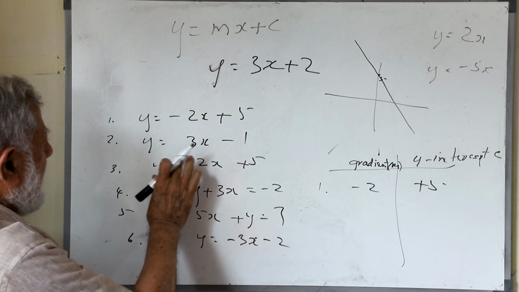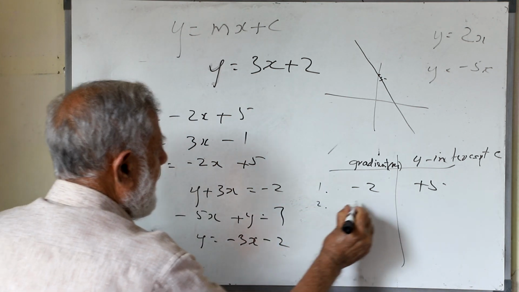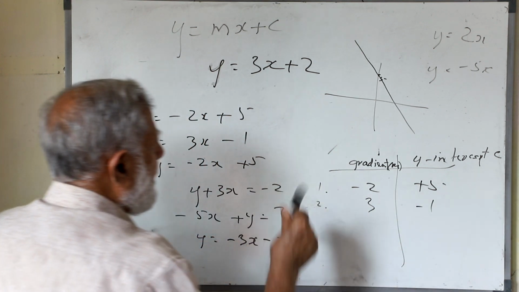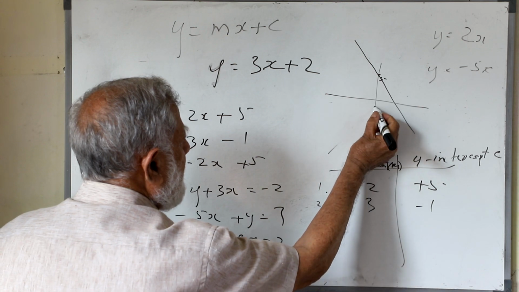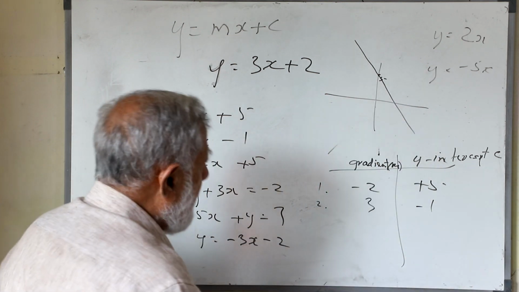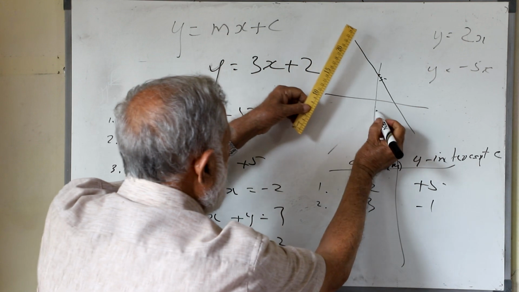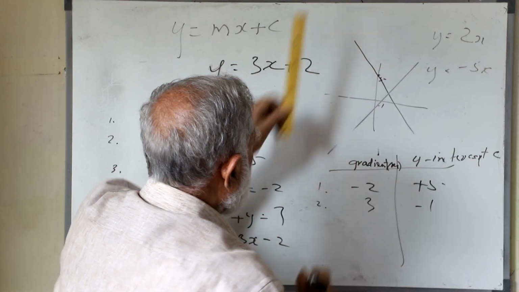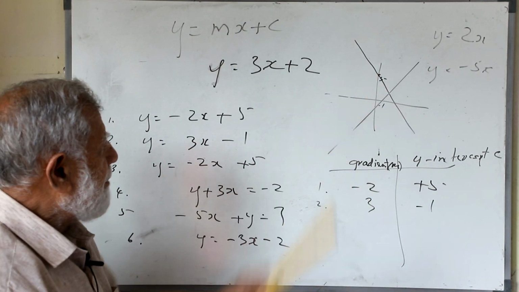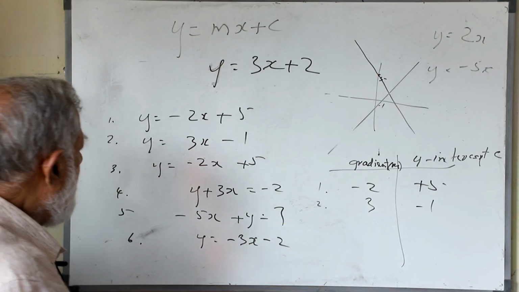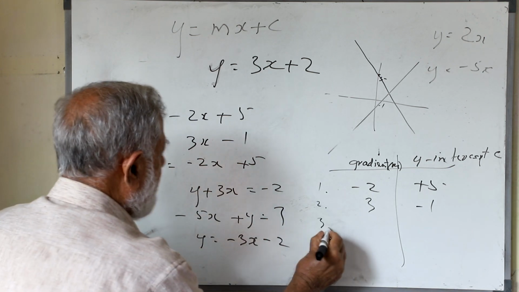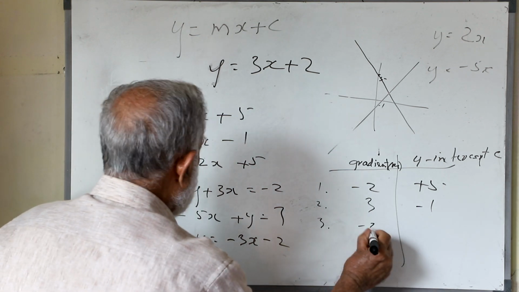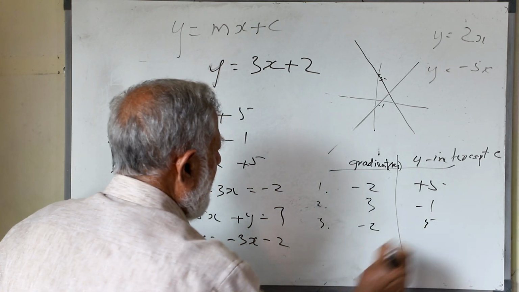Second one, the gradient is 3, and it will go through minus 1. So it will come like this. Minus 1 is somewhere here, so the line will come like this, because the gradient is 3, positive. Next one, the third one, y is equal to minus 2x plus 5. So the gradient is minus 2 and the intercept is plus 5.